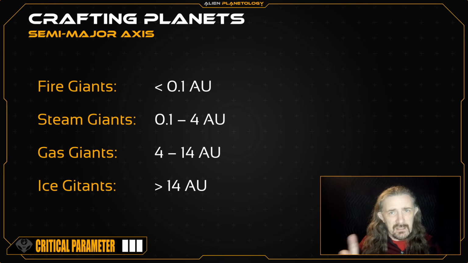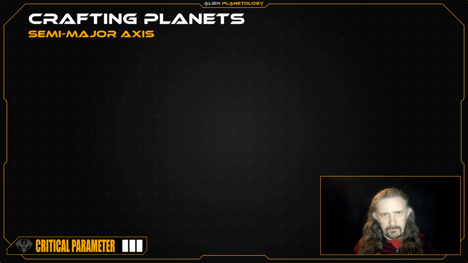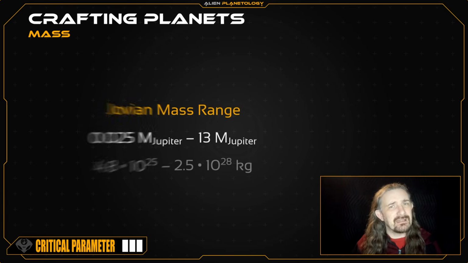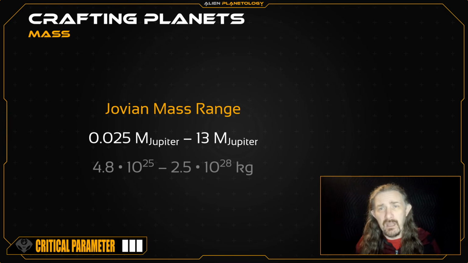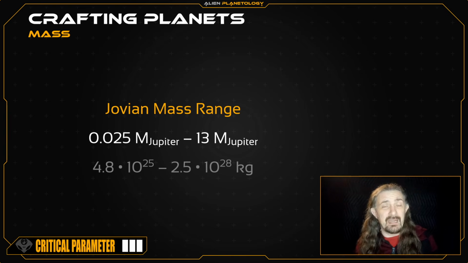Also, all of the distances listed here are relative to a star of one solar mass, so you will need to multiply these numbers by your star's mass, in solar masses, to get the specific values for your system. The next parameter we should define is the planet's mass. Jovian planets have a very large mass range, which spans from approximately 0.025 Jupiter masses up to around 13 times the mass of Jupiter. About 4.8 times 10 to the 25 to 2.5 times 10 to the 28 kilograms.